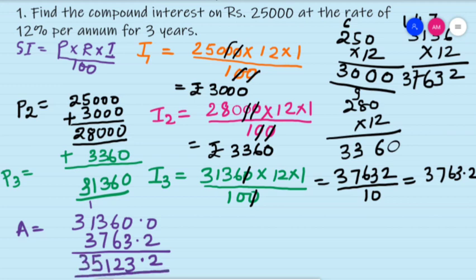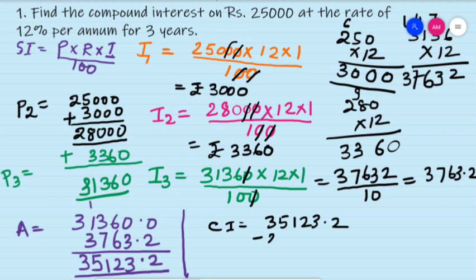35,123.2. This is the amount the lender has to give back to the person. But let us see what interest he has earned. His interest will be amount minus principal. What was his original principal? 25,000.